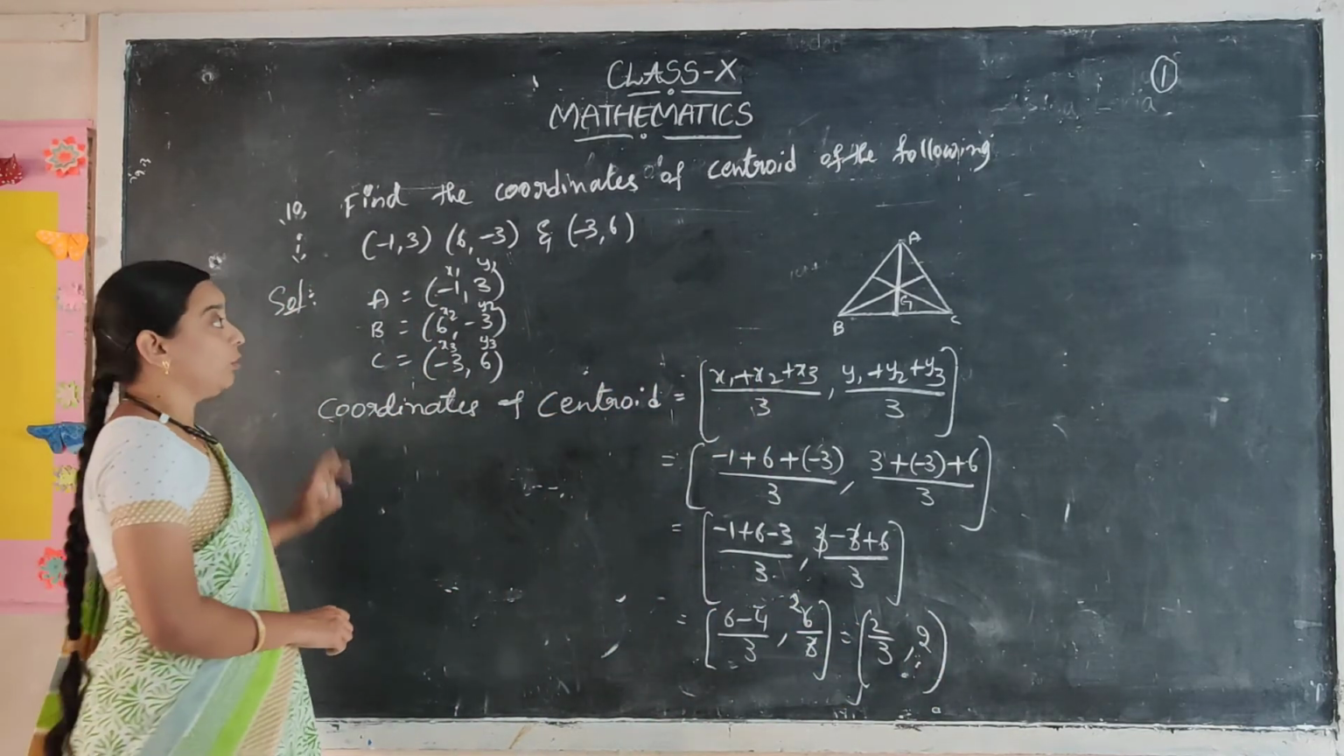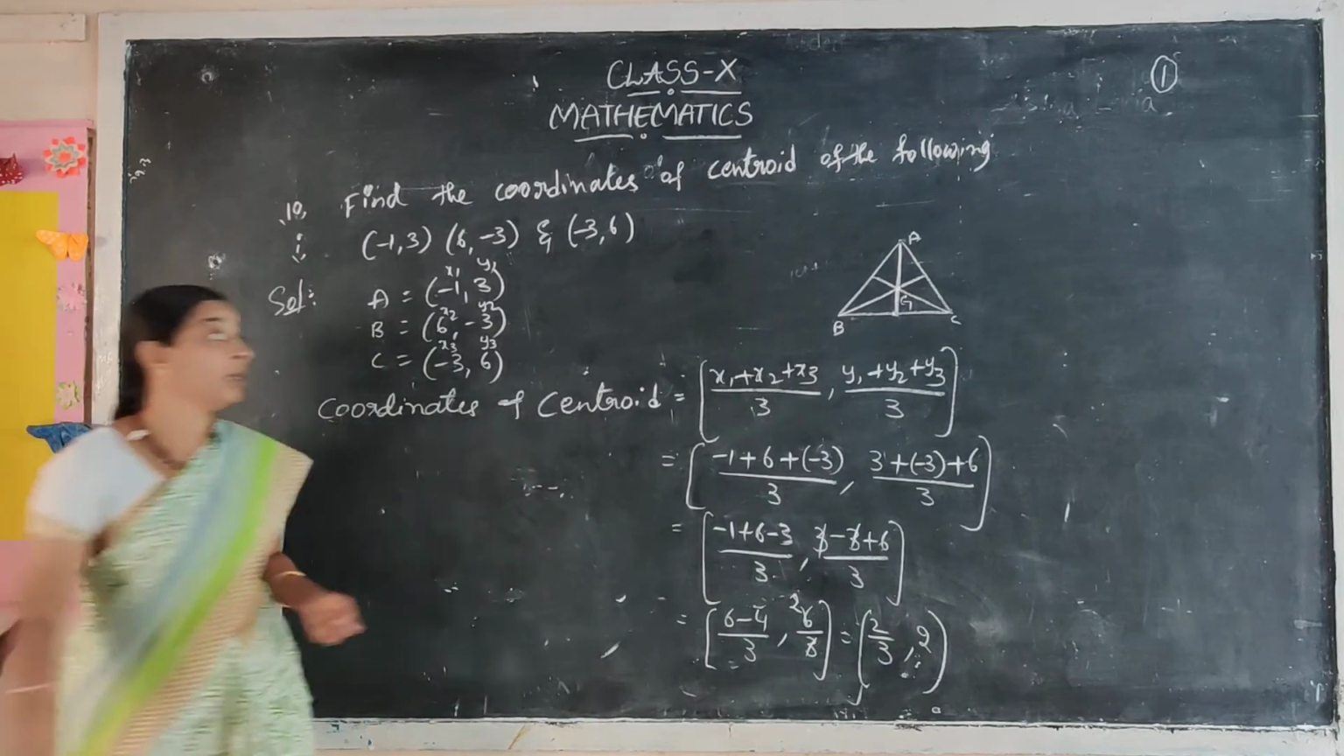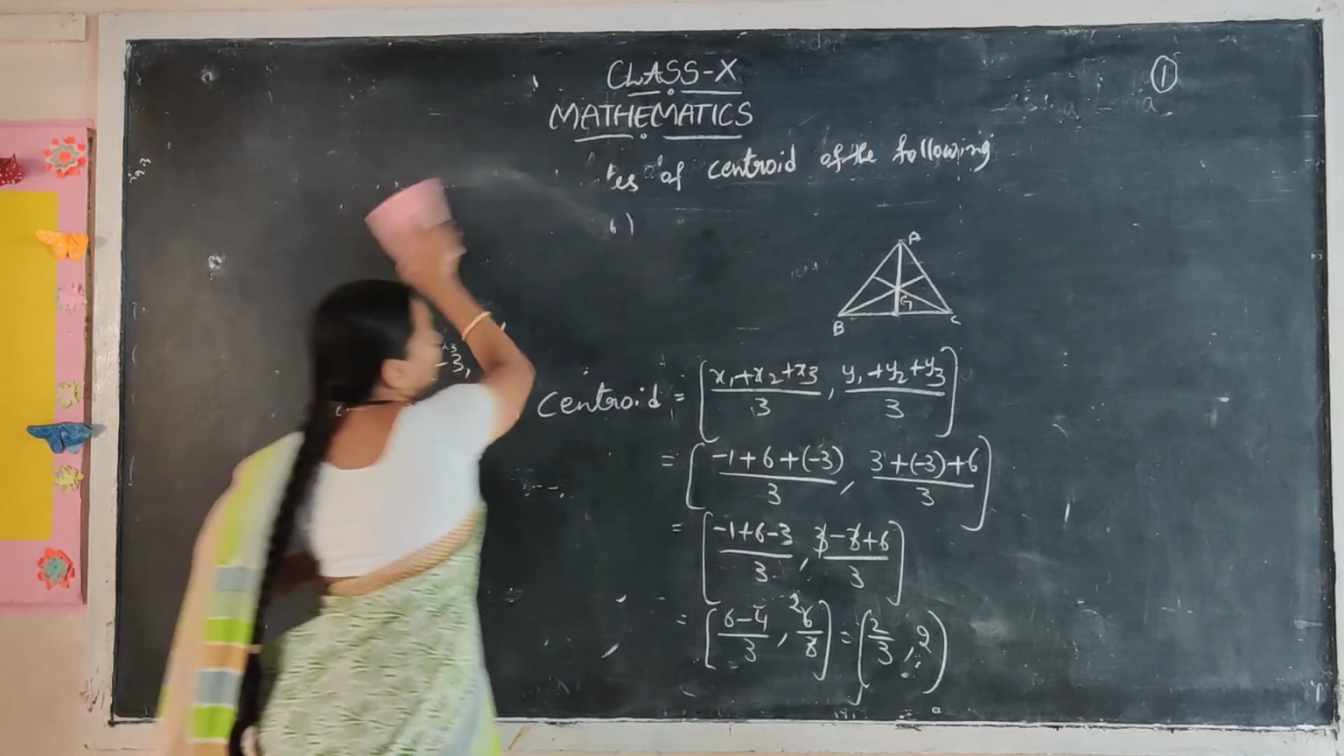In this Roman number, 2 more sums are there. Take the 2 sums as homework. Okay. Next. So the exercise is completed.